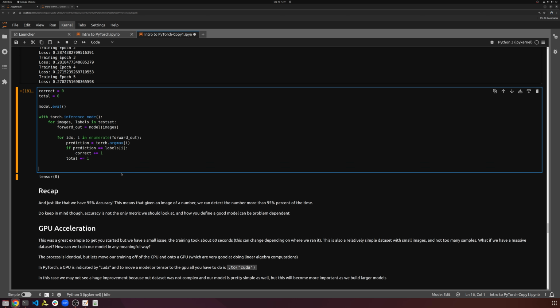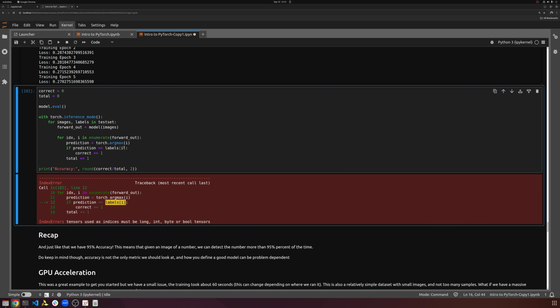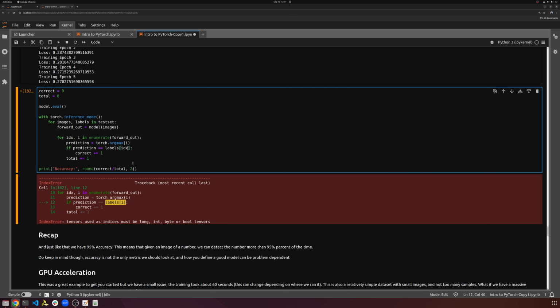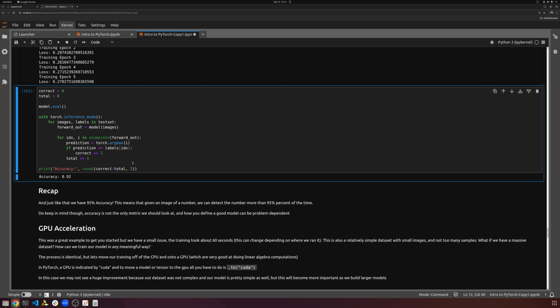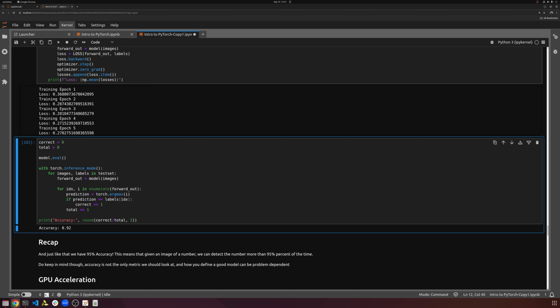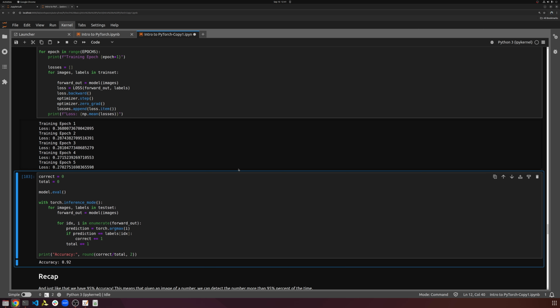And we can loop through everything, and then we can do print accuracy is going to be, let's just round it off, so we're going to do round correct divided by total, 2. This should be idx. So we have a 92% accuracy. That's not bad. That's actually pretty good. Except for one thing, that's actually pretty bad for MNIST. On MNIST, we should get like 97, 98% accuracy.